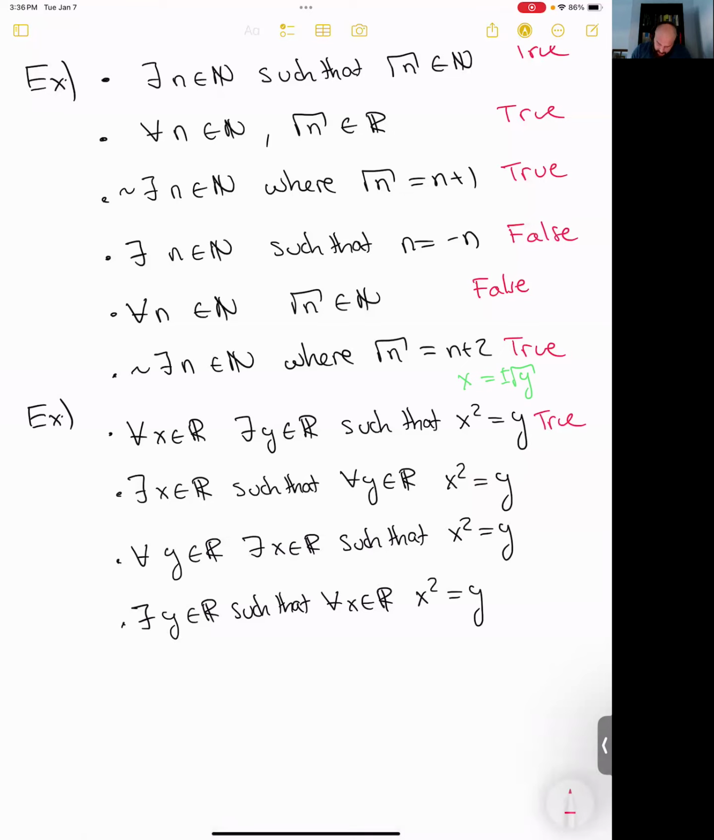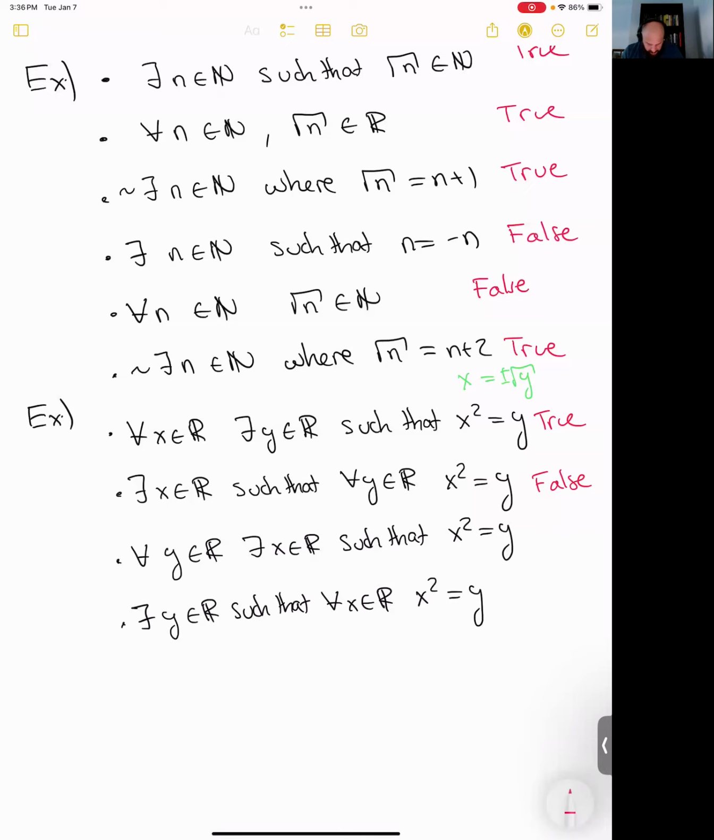Okay, the next one. There exists an x such that for all y, x squared is equal to y. Now this is false, right? Because when you say there exists an x, it's like you're picking one. You can't pick an x so that for any y, x squared is always equal to y, because, for instance, if x was 2, then you're saying 2 squared, which is 4, is equal to every real number y. That can't possibly be the case.